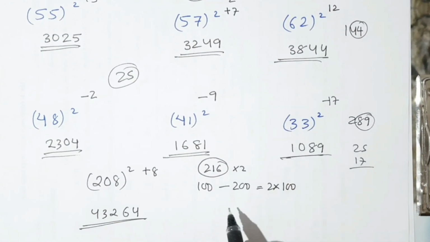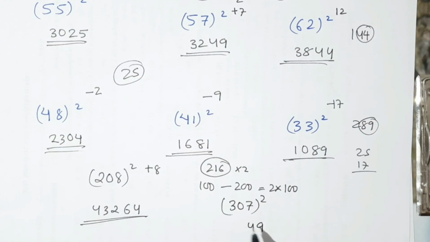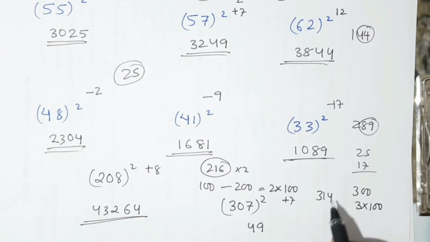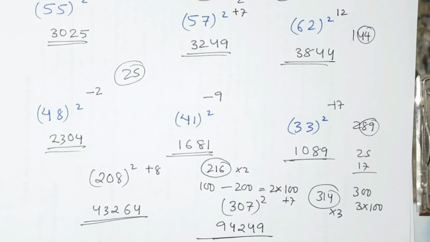Similarly, if you have a number like this, suppose this is 300, I'll write 307 square. First 7 square is 49. Now 307 plus 7 is 314, and here our base is 300, which is 3 times 100. That means we are going to multiply this number by 3. So 3 4s are 12, 3 1s are 3, plus 1 is 4, 3 3s are 9. So this is the square of 307.